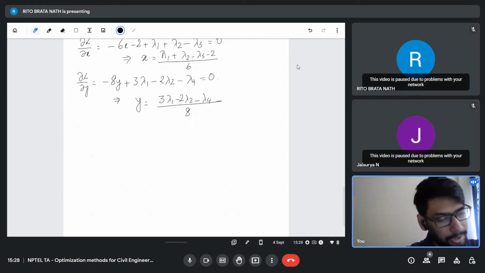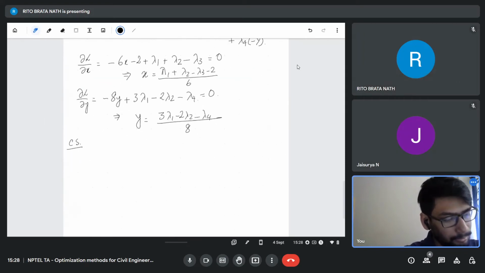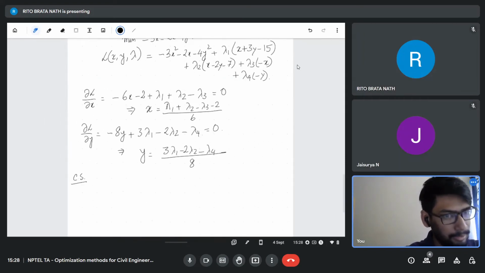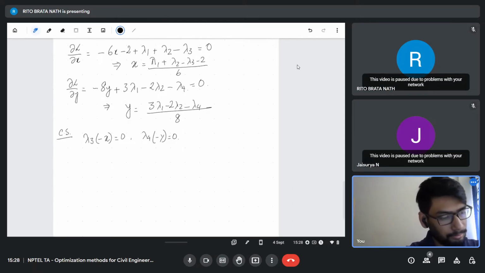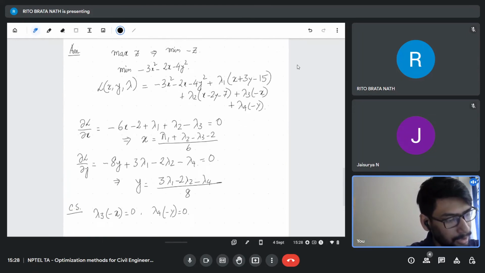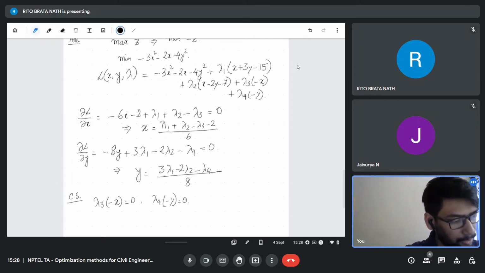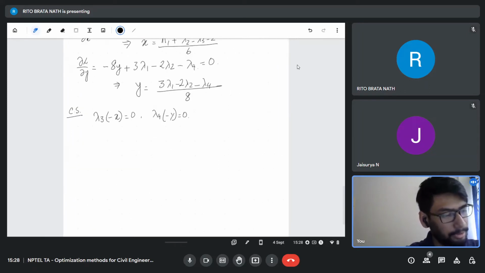So there is another condition which is the complementary slackness condition. So this condition tells you that, let's write down the easier ones probably. So lambda 3 times minus x is 0. Lambda 4 times minus y is 0. And then what you are left with, let's try and go the conventional way.